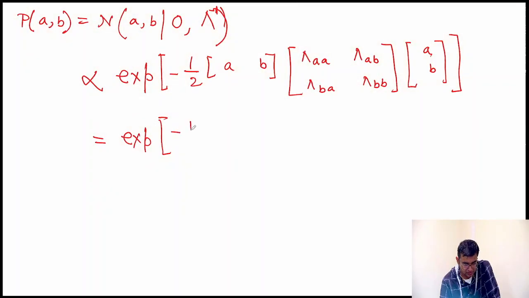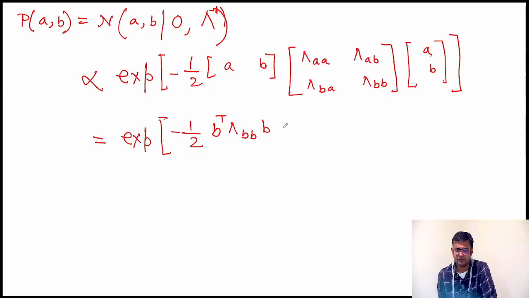B transpose lambda B, B multiplied by B. That is the only term that is square. So minus half B transpose lambda B B. Is there any other term that is square in B? You cannot have. Now we are interested in the linear terms of B.